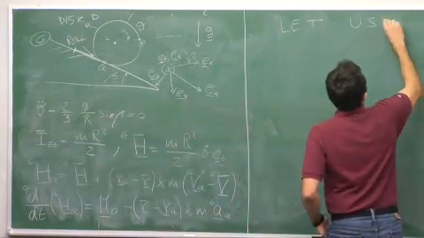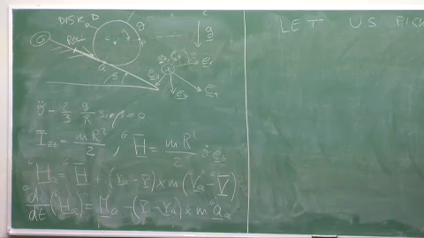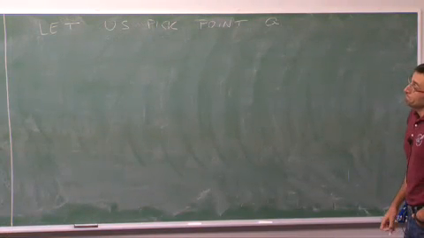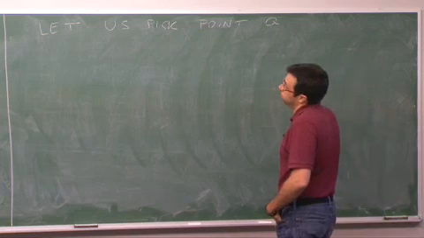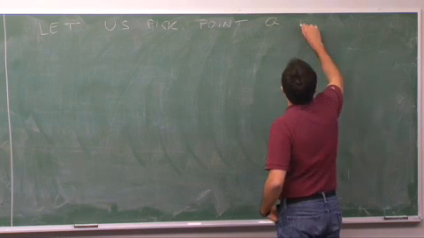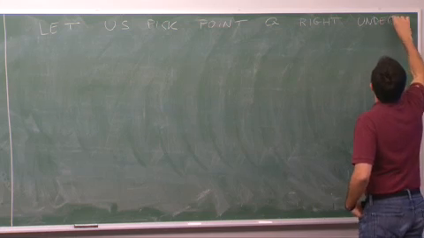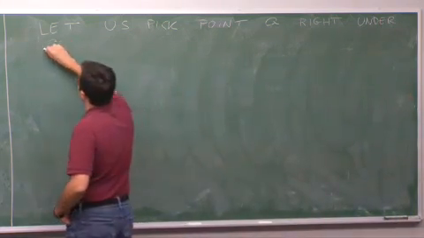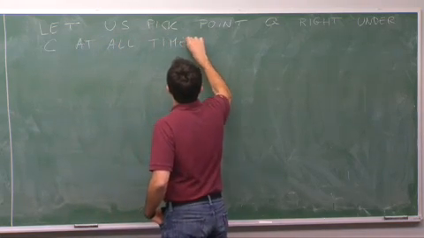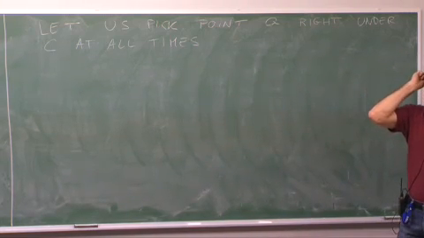Let us pick point Q, which I don't even know how to call at this point. It doesn't belong to the ground. It doesn't belong to the disk. What do you want to call that point? Right under C at all times. Does it make sense? Do you see what I mean here? It's just that point.